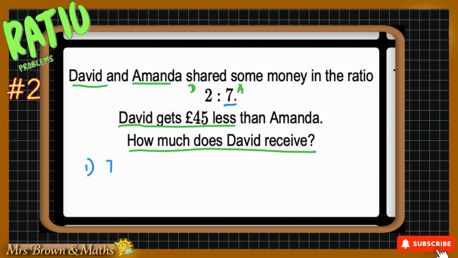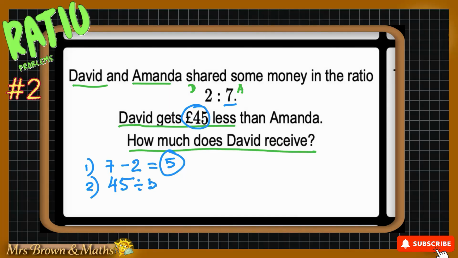Don't forget to write it down, even though it looks obvious. And David gets 5 shares less. And we know that 5 shares is £45. So second step, we divide £45 by 5. And the value of one share is £9.